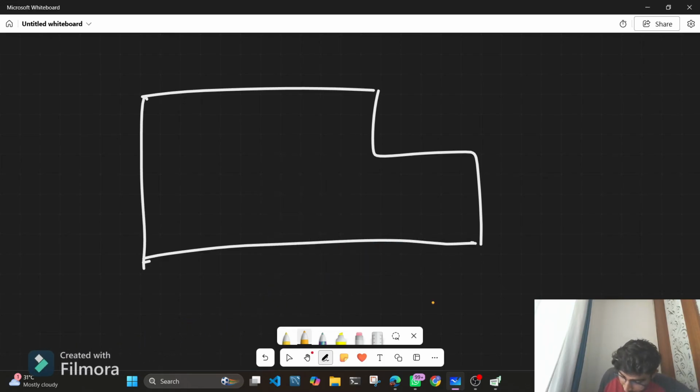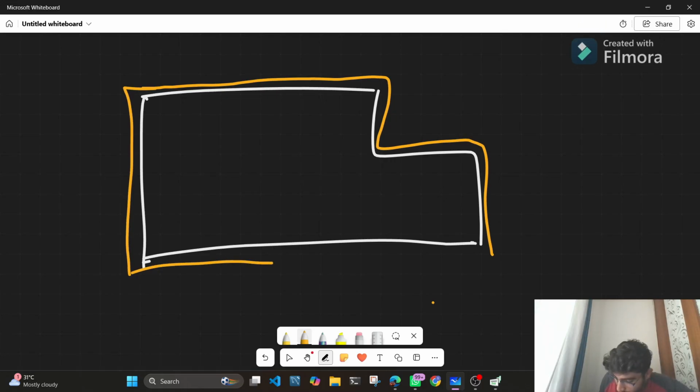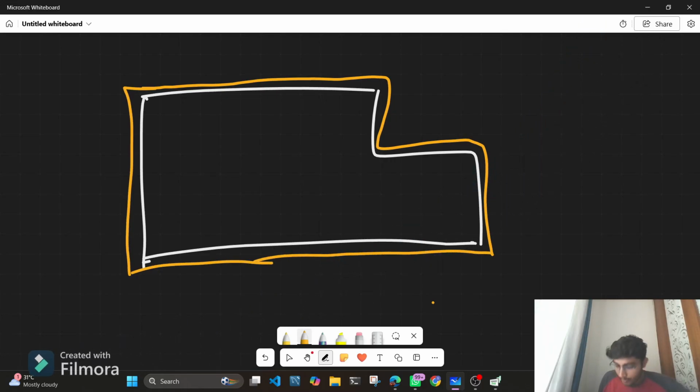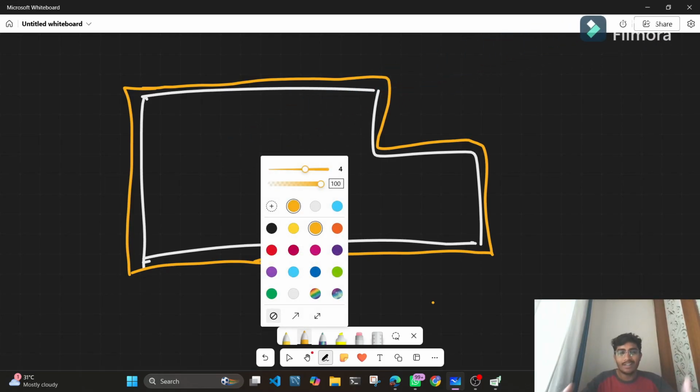So basically, I have to do fencing here. I'll fence around this part of my land, right? I'll just close all the sides of the land with the fencing. So whatever I have drawn with yellow, that is that much amount of fencing I need to do. But I'll need barbed wires and I'll have to pay for fencing.